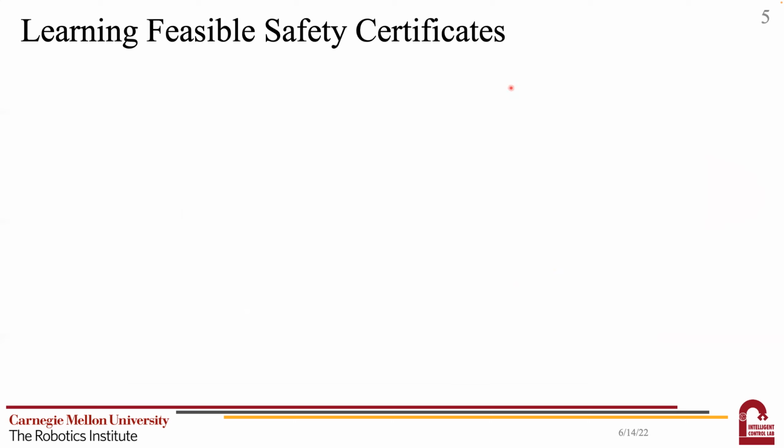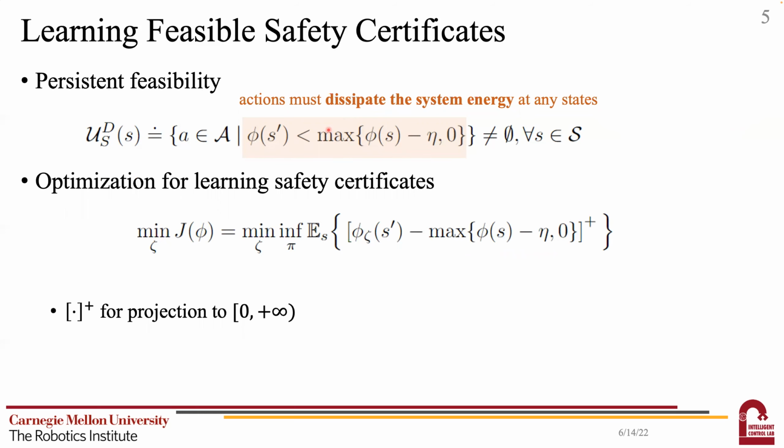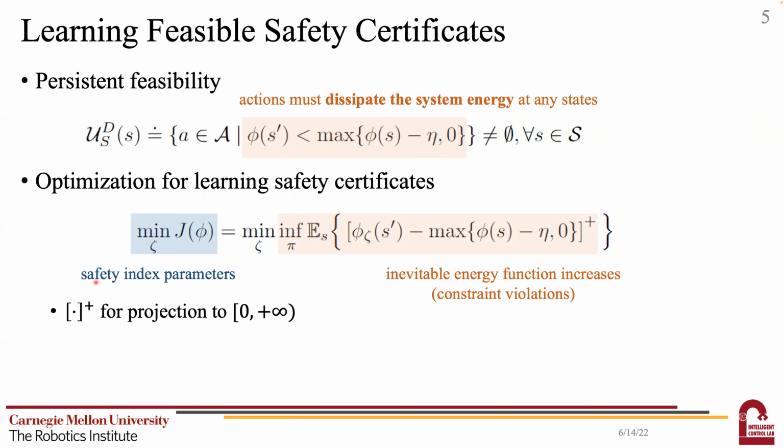Let us first explain the problem formulation. In learning the feasible safety certificates, the most important thing is that we must guarantee persistent feasibility, such that there must exist actions to dissipate the system energy. According to the feasibility requirements, we can formalize a loss function to learn safety certificates, where we optimize the safety index parameters to minimize the inevitable energy function increases, or the constraint violations of this inequality constraint.